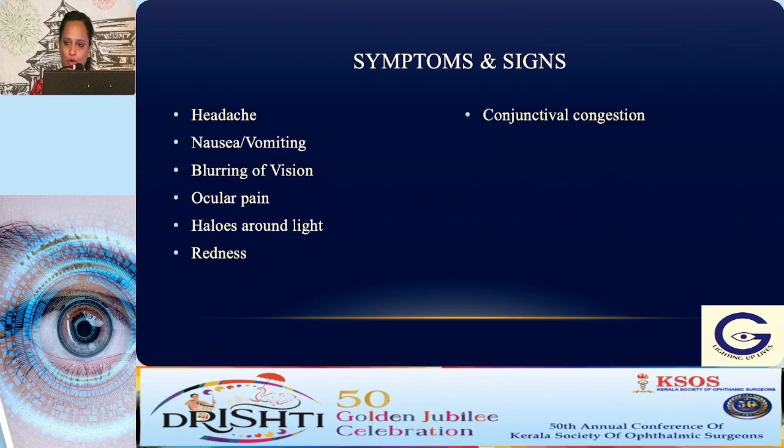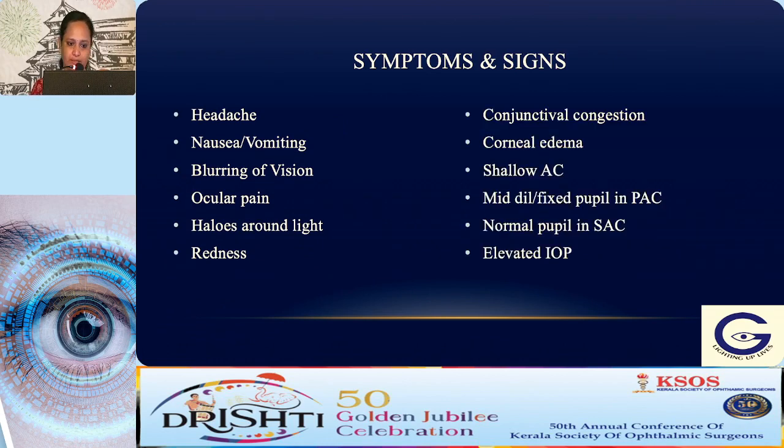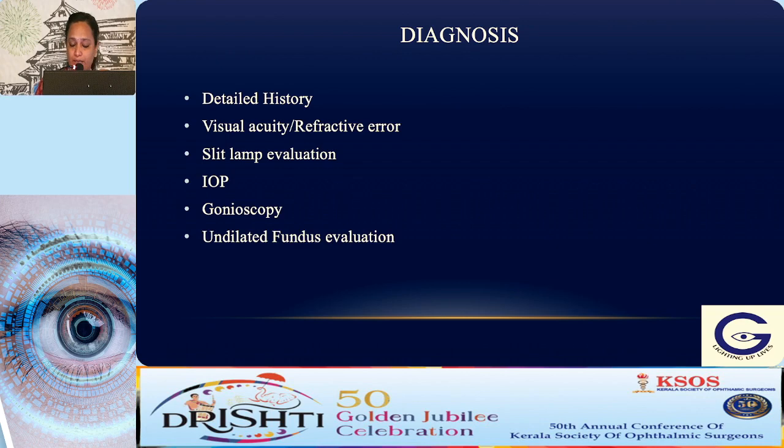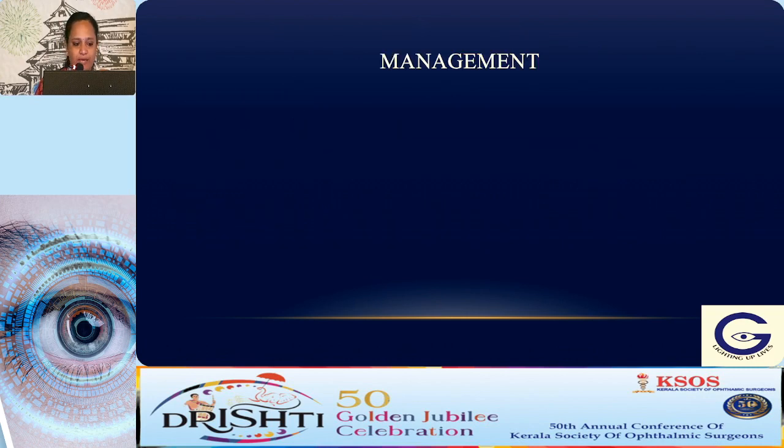Symptoms and signs, I'm not going into the details as you all know the presentation. Then diagnosis, you need a detailed history to know whether there is any history of drug intake. They may not reveal it when they come with the acute episode. Then you have to do a visual acuity and refractive error to know the etiology. Then slit lamp evaluation, intraocular pressure, gonioscopy, undilated fundus examination. Sometimes you may need other tests like UBM or B-scan to confirm your diagnosis.